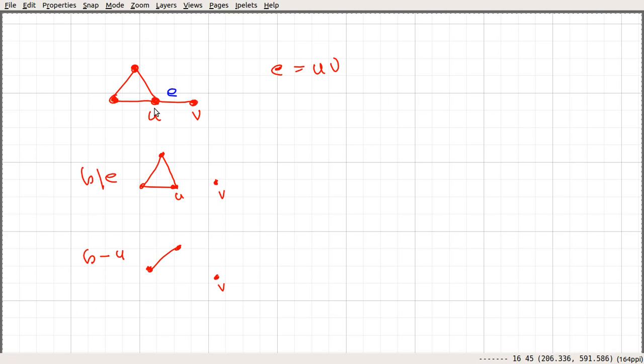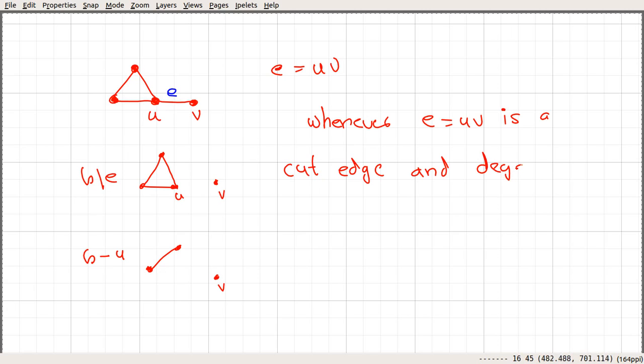So if you look into this particular graph, we can see that whenever we have a cut edge and the degree of the end point is greater than or equal to 2, then that U is going to be a cut vertex. So here let me write down what I said. Whenever E equal to UV is a cut edge, and degree of U is greater than or equal to 2, then that U is also a cut vertex.